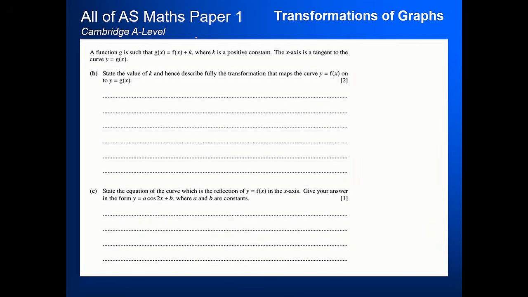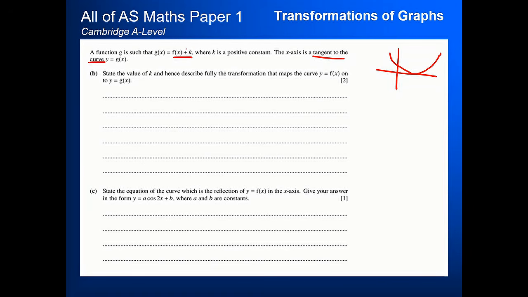4b, so this is a little bit trickier. So the function g is such that g of x is equal to f of x plus k, where k is a positive constant, and the x-axis is now a tangent to the curve y equals g of x. So when they say that, what they mean is, say I've got my x-axis here, then my function just touches the axis and then goes up like so. So that's what they mean by this tangent to the curve phrase.